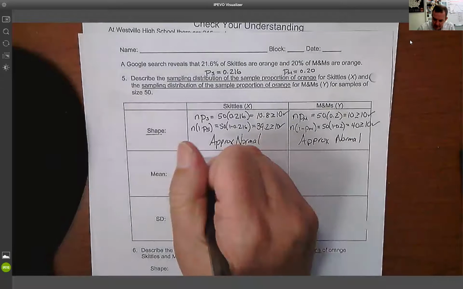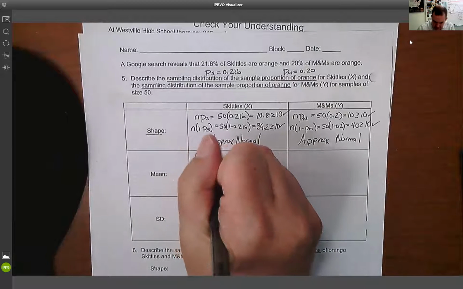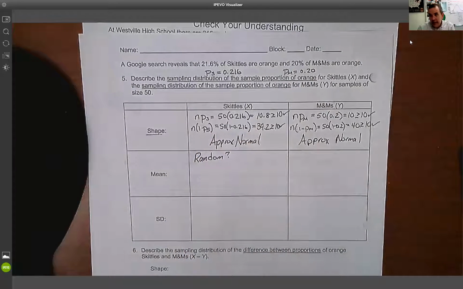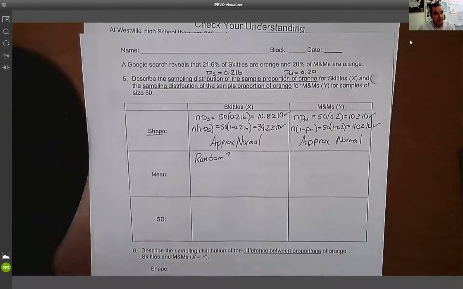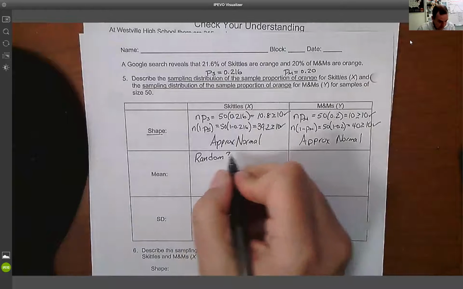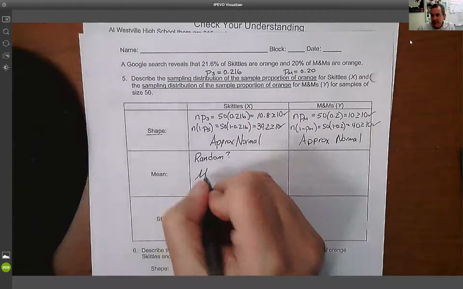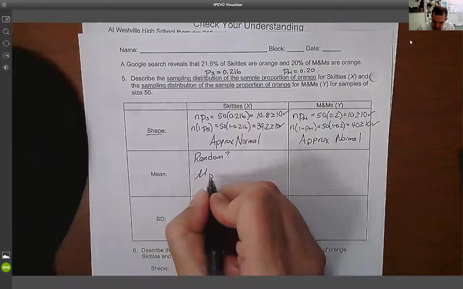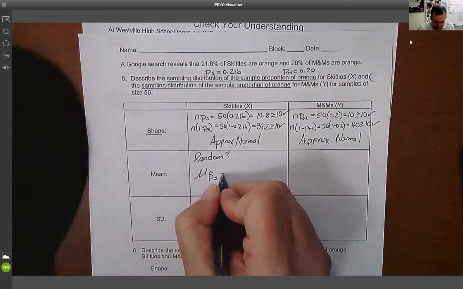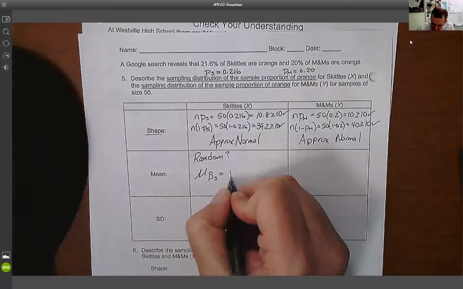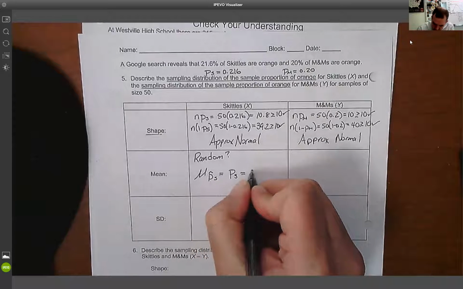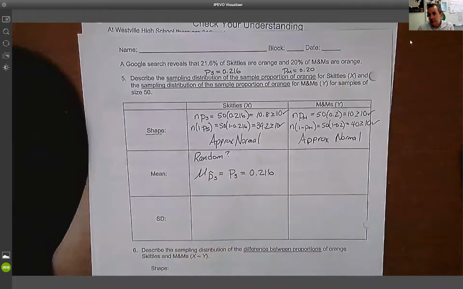Now the means. The big question here is, is this random? Theoretically, we're going to go under the assumption that scooping up M&Ms or Skittles out of a bucket is a random process. So since this is random, we can say that the mean of all of those P hats is going to be equal to the real proportion of Skittles, which is 0.216.